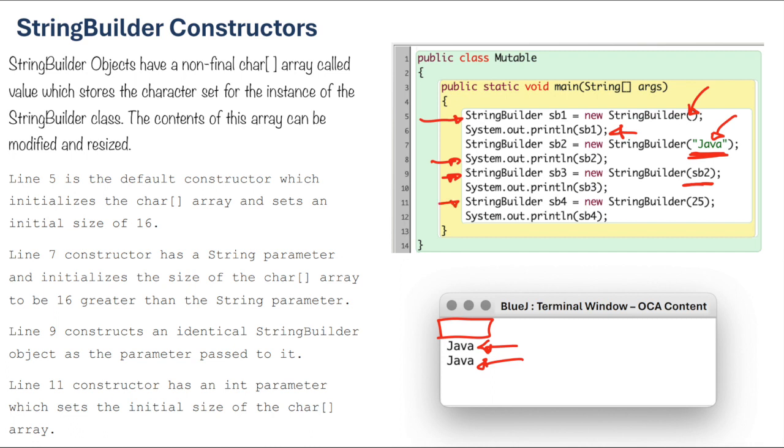And StringBuilder 4 receives an integer of 25. So instead of having an initial character capacity of 16, we now have set it to an initial character capacity of 25. And when we print this out, again, we get an empty printout. There's nothing there to print. It's not storing any characters yet.